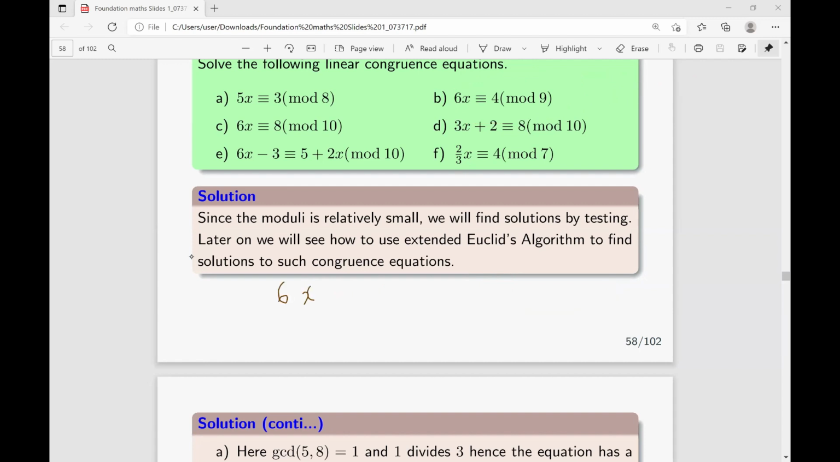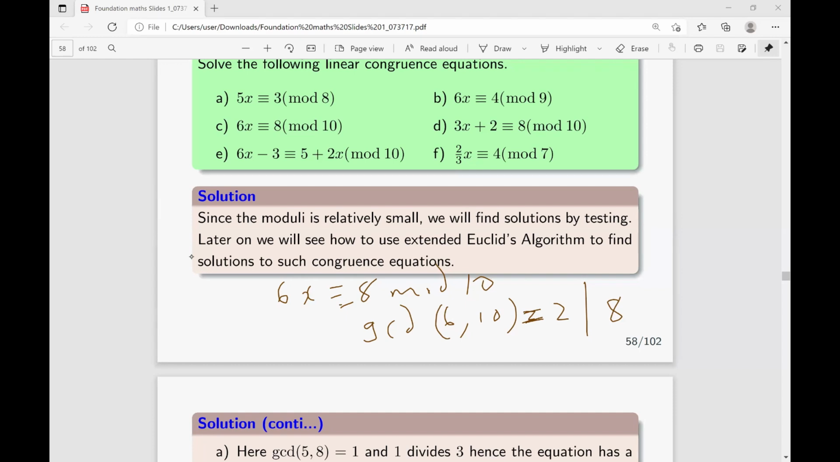6x is equal to 8 mod 10. First of all, the GCD of 6 and 10 is 2. Is it? It's 2. And 2 divides 8. So this equation has a solution. How many solutions? 2. Is that okay? It has 2 solutions, because if it has a solution, then the number of solutions is equivalent to the GCD. Is that okay? So it has 2 solutions.